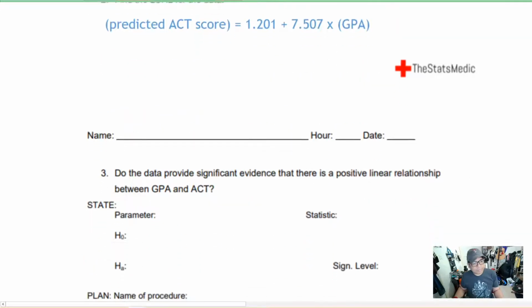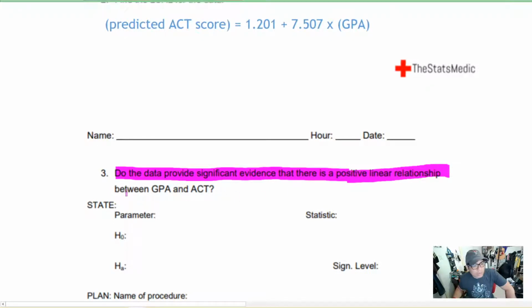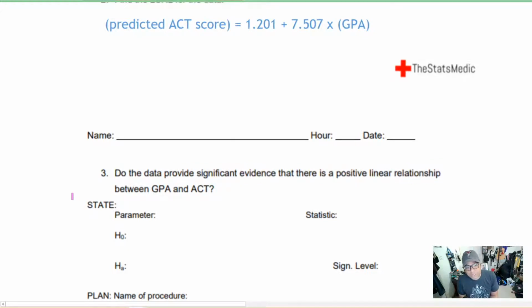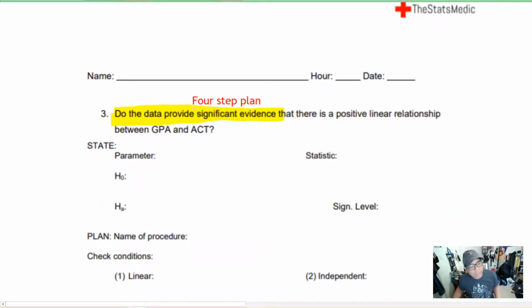Number 3. Do the data provide statistical evidence that there is a positive linear relationship between GPA and ACT? And I'm going to remind you again of this language here. This phrase, do the data provide significant statistical evidence, that is a buzzword to tell you to use the 4-step plan. So now that we know that we are going to do the 4-step plan, let's take a look at the 4 parts. And the first one is state, what is our parameter?